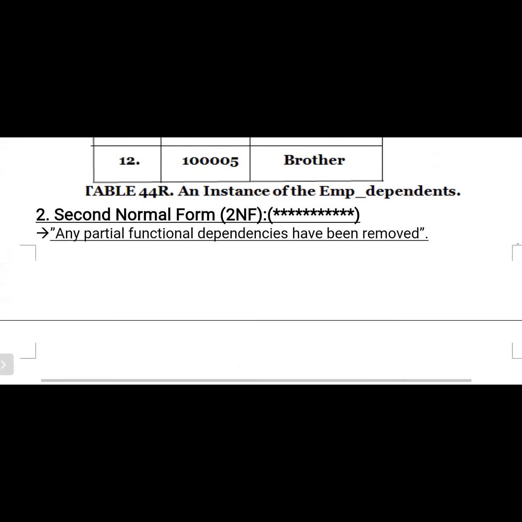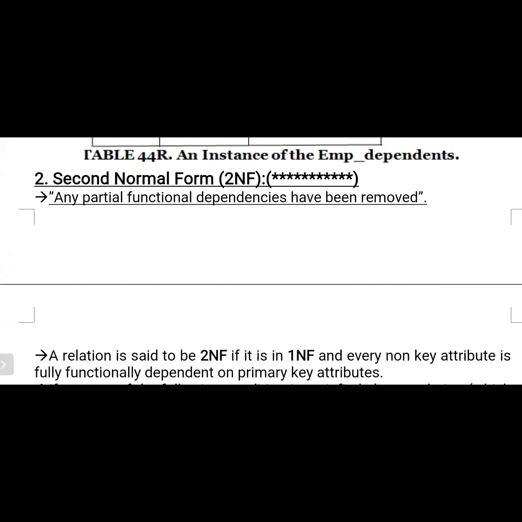So now let us observe second normal form. Here the main thing is that any partial functional dependencies have been removed. In the last class also I explained that partial functional dependency. What is a functional dependency? Functional dependency is nothing but the integrity constraint that generalizes the concept of a key. That means it uniquely identifies the tuples by using one attribute. Am I right or not?